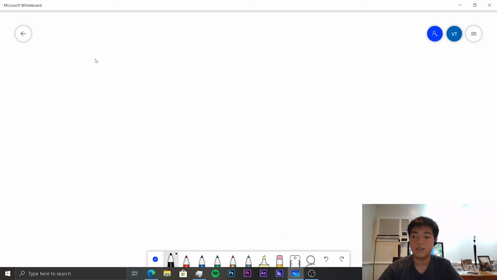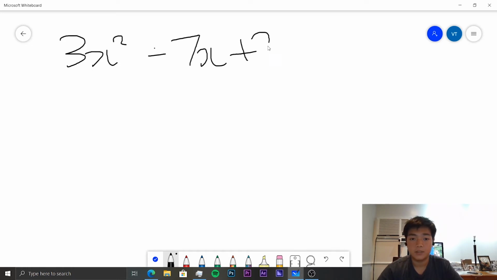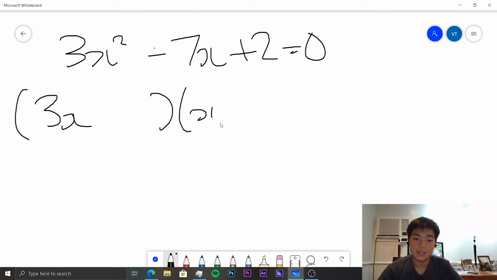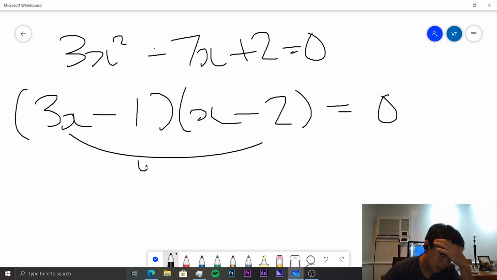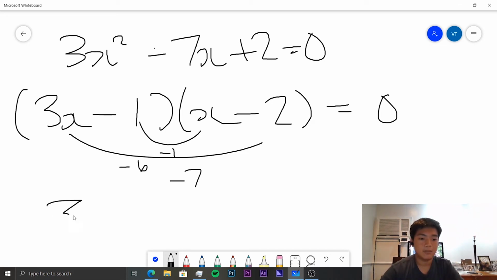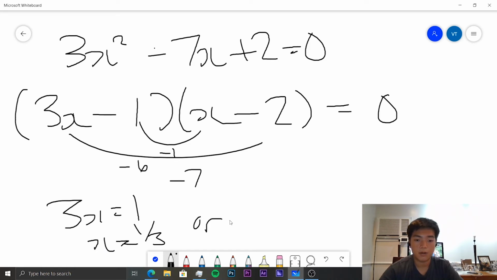So for the next question, we have 3x squared minus 7x plus 2 is equal to 0. So this would be what? 3x and x. And it must be 3x minus 1 and then x minus 2 is equal to 0, because we have negative 6 over here and we have negative 1 for x, so we have negative 7 in total. So in this case, we have 3x is equal to 1 and x is equal to 1/3, or x is equal to 2. And so those are our two answers.